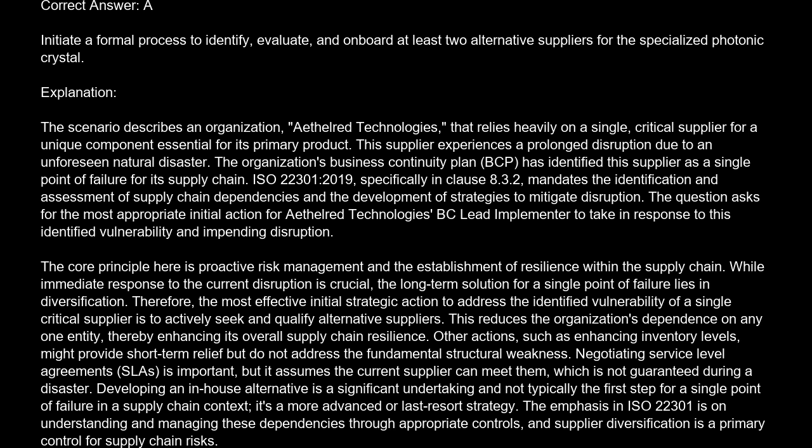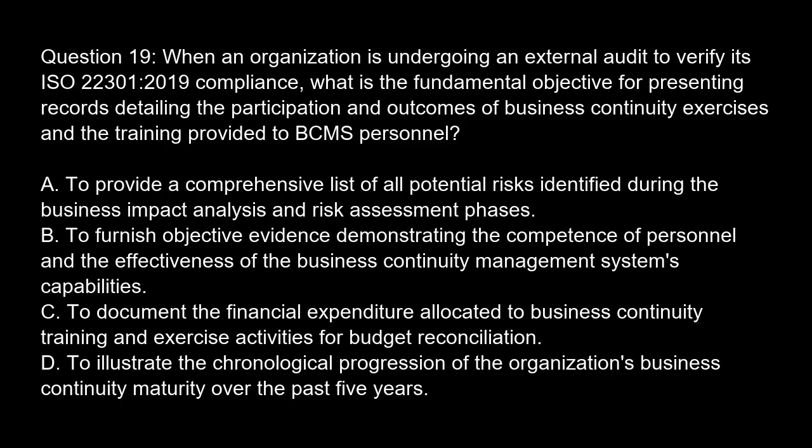The emphasis in ISO 22301 is on understanding and managing these dependencies through appropriate controls, and supplier diversification is a primary control for supply chain risks. Question 19.